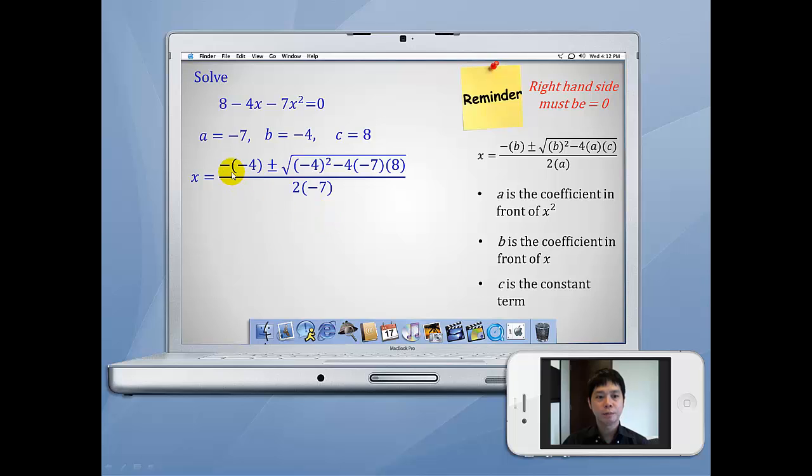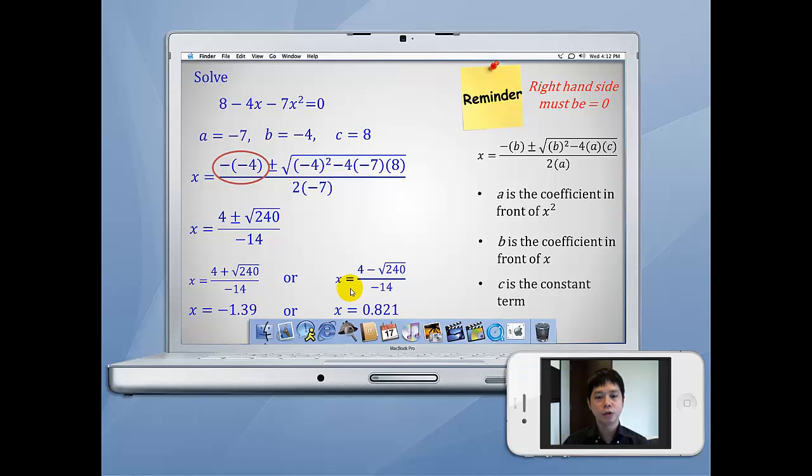We shall now put the numbers into the formula. Negative b plus minus square root of b squared minus 4ac over 2a. Simplifying it, we will get 4 plus minus square root of 240 over negative 14. And we will split it into 4 plus square root 240 over negative 14, or 4 minus square root 240 over negative 14. And hence x equals negative 1.39, or x equals 0.821. Now, isn't it very easy to solve this quadratic equation using the formula?